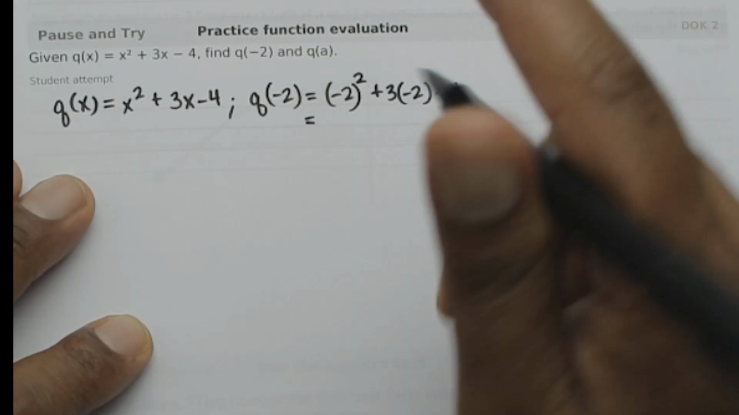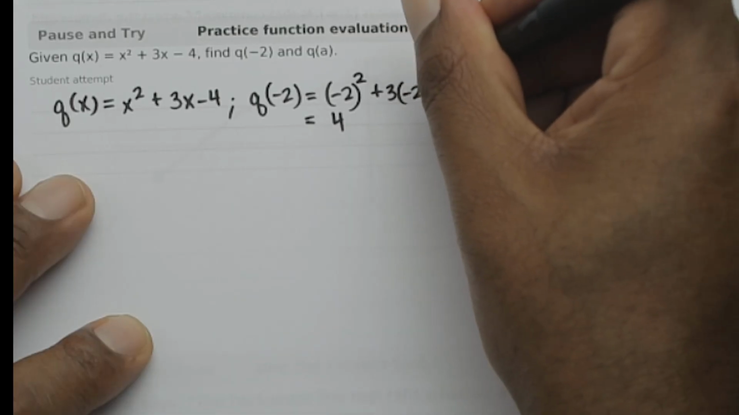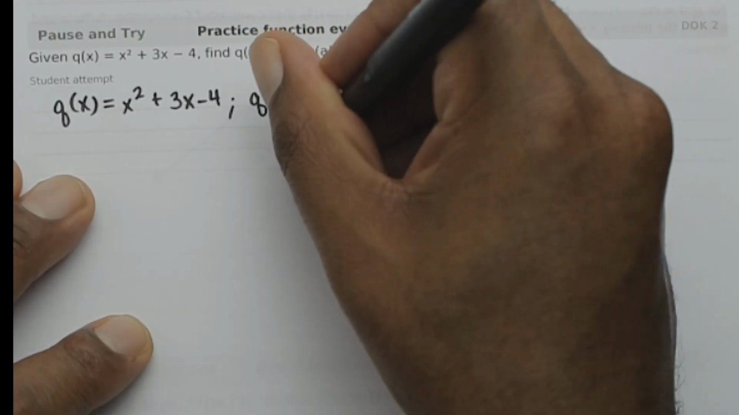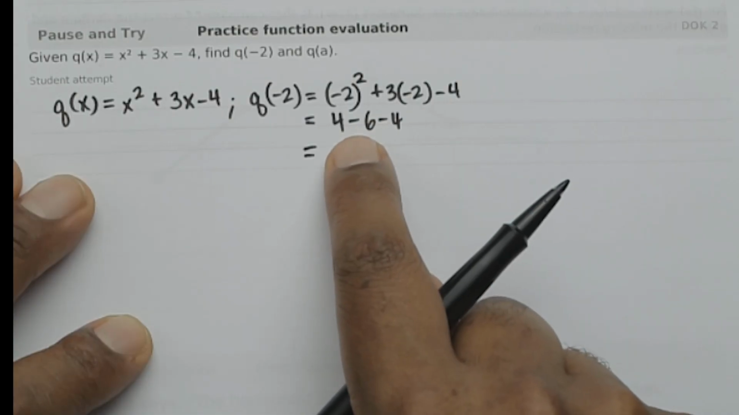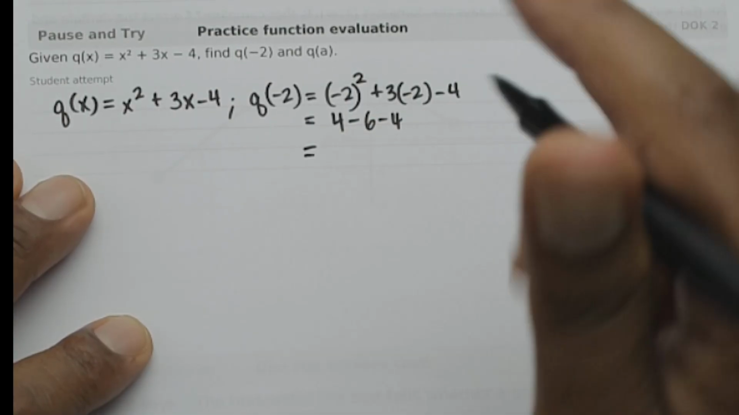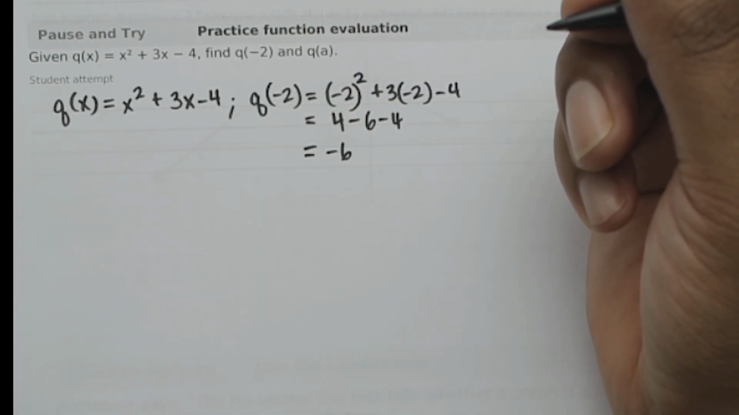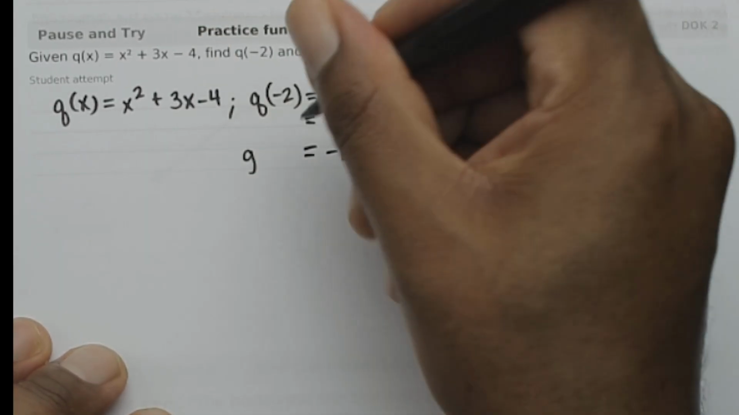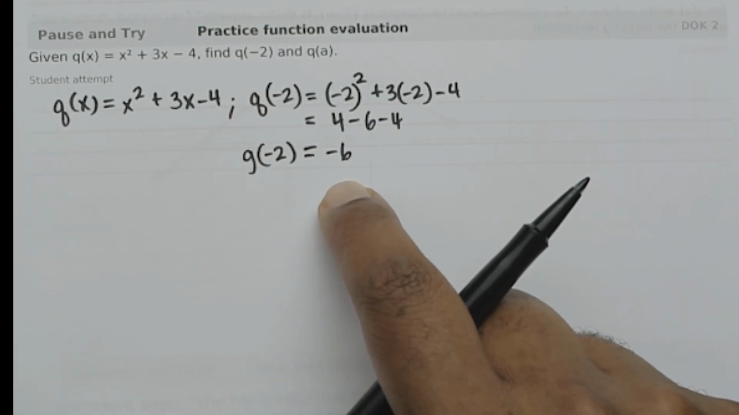Negative 2 times negative 2 is going to give me 4. Positive 3 times negative 2 is going to give me a negative 6 minus 4. Using the order of operations, 4 minus 6 is going to give me negative 2. Negative 2 minus 4 is going to give me a negative 6. Okay? So when x is negative 2, the output is negative 6.